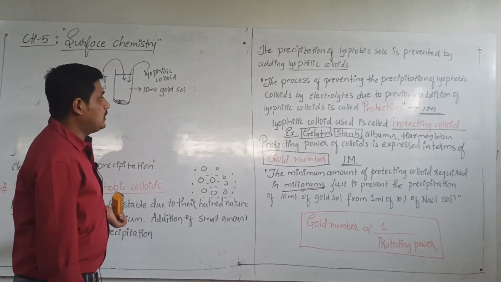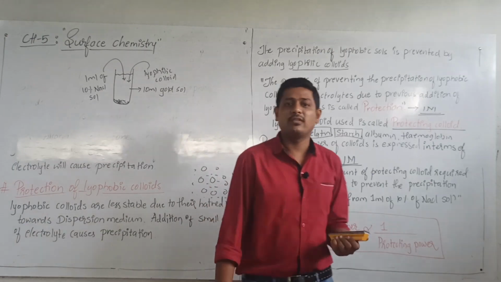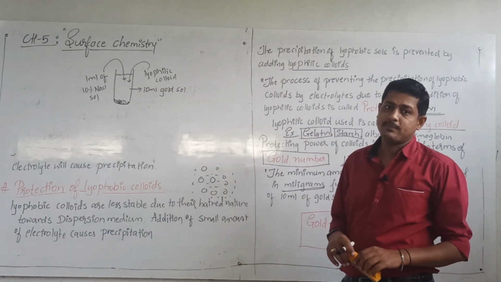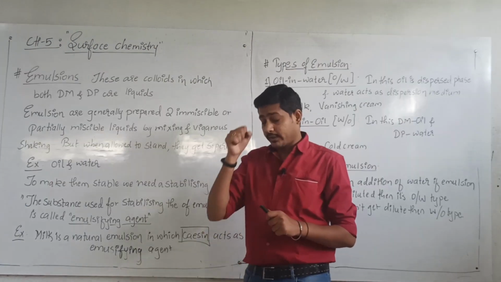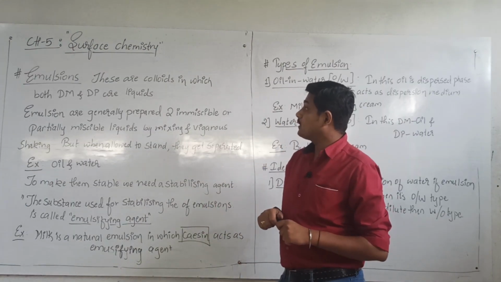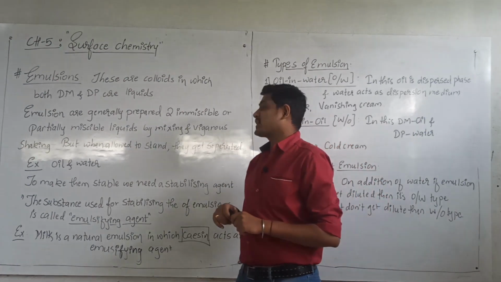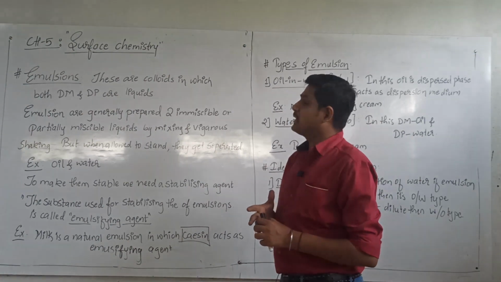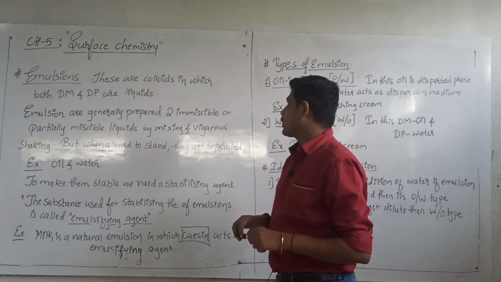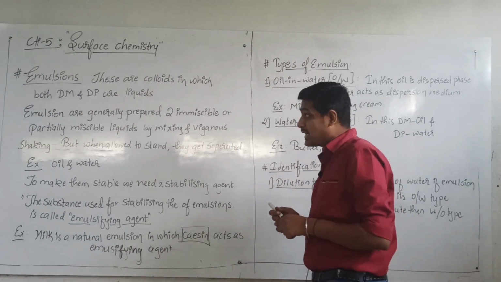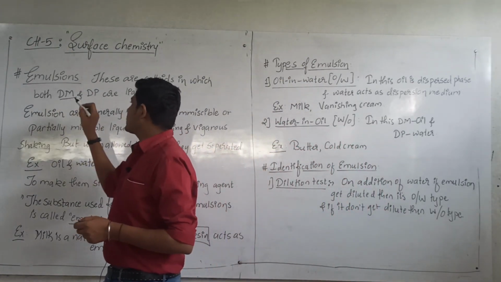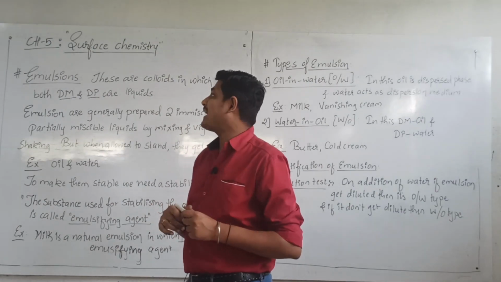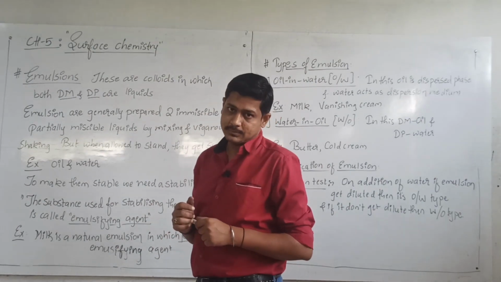Okay, so now we will move on to the last phase of this chapter, that is emulsions. Now we shall see about the emulsions. Okay, my dear students, now we will study the last part of the surface chemistry chapter, that is emulsions. So what is meant by emulsions? See, emulsions are colloids in which both the dispersion medium, DM, and the dispersed phase, DP, are liquids.